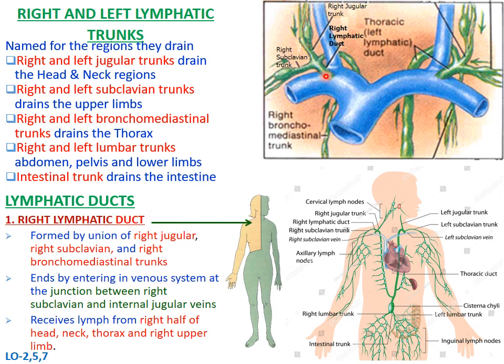So this right lymphatic duct is a smaller one compared to the left one, because the left lymphatic duct is called the thoracic duct, which drains a very big area. What remains: the left side of the head, left side of the neck, the whole left upper limb, the left half of the chest, the left half of the whole abdomen, and both lower limbs are all drained by this very big thoracic duct. That's why this thoracic duct is very big.